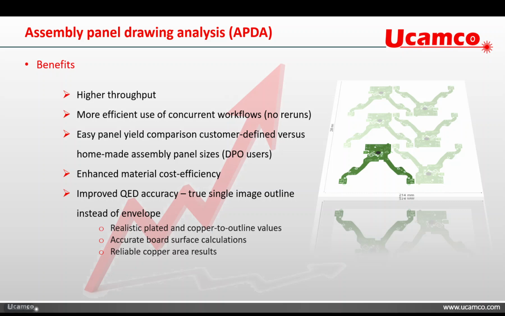Maybe in a number of occasions, you are able to engage in a conversation with the customer and even persuade him to go for another option, one of the assembly panel sizes you have suggested to him, and maybe even be able to offer him a better price. And for you, of course, enhanced material cost efficiency.